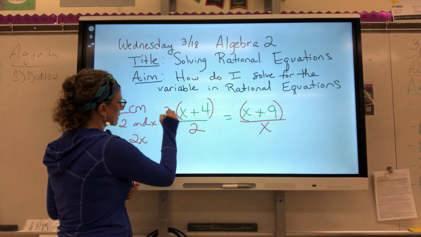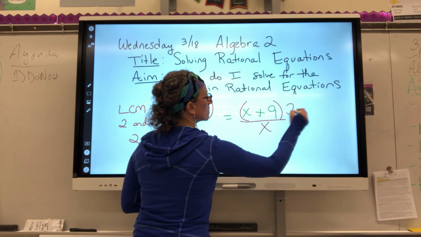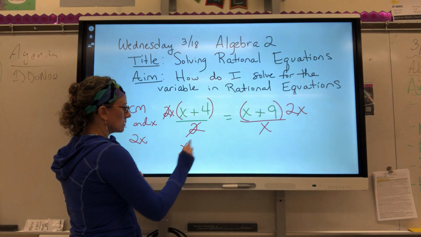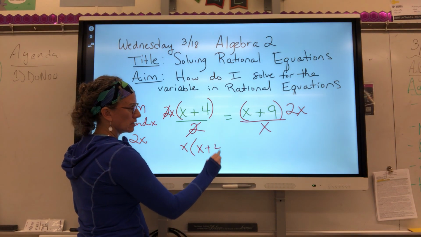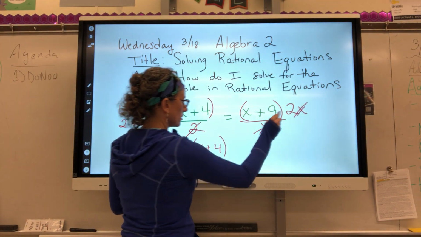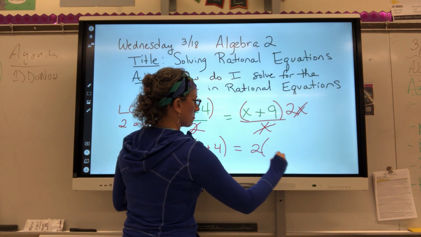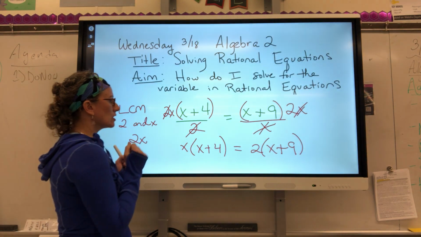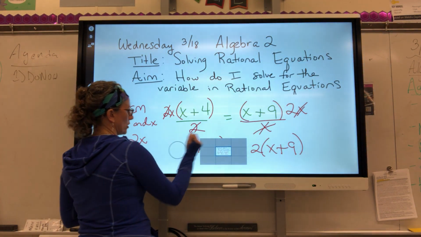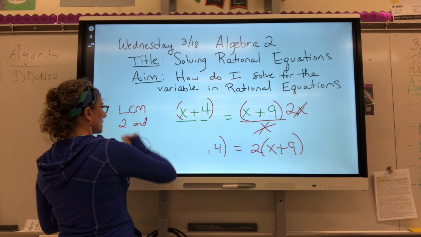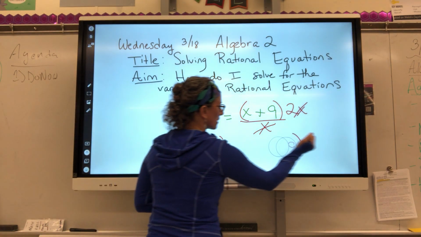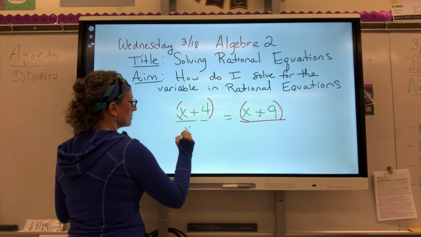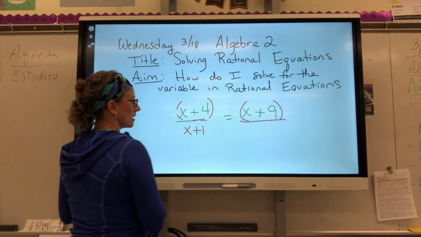So 2x gets multiplied on both sides, thereby canceling the 2 here, leaving an x, and canceling the x here, leaving a 2. And then I'd be done. Okay, so what if it wasn't just a monomial x? Let's say it was a binomial x. And the binomial x was an x plus 1 on this side.